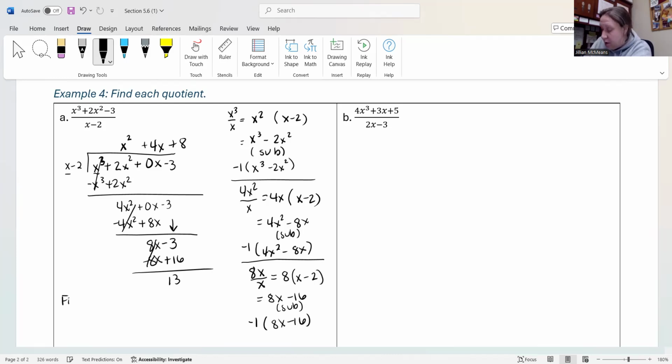So the final quotient is, well, we take the quotient from the long division, so x squared plus 4x plus 8. And then if there's a remainder, double check and make sure the degree of the remainder is less than the degree of the divisor, and it is. The degree of a constant is 0. The degree of our divisor is 1, so we're good now. This truly is a remainder. And all we want to do is go plus 13 over the divisor of x minus 2. And this is your final answer. Okay?